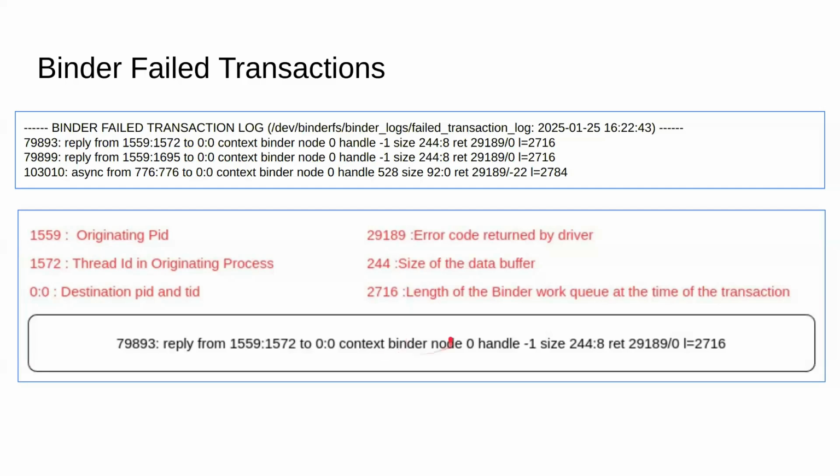And the length of the binder work queue at the time of the transaction indicates how many more binder transactions this work queue can handle. Does it have enough space for binder transactions to be processed? At this point of time, it says that it can still handle a decent amount of binder transactions and it is in good health.